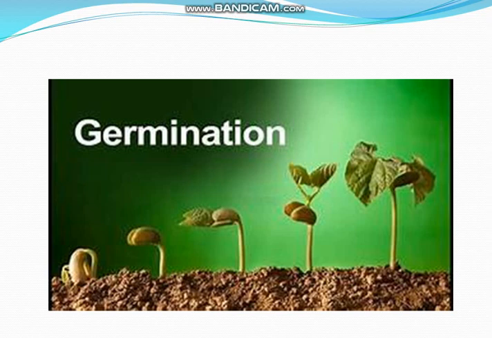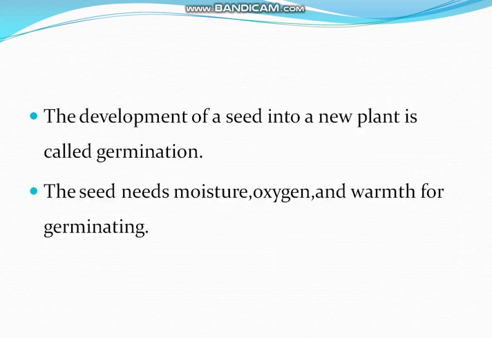Look at the picture, you can see the germination picture. Just analyze the picture and we can move to the definition of germination. Germination is the development of a seed into a new plant, that is called germination. If the seed needs moisture, oxygen and warmth for germinating, then what do we mean by germination? The process of the development of a seed into a new plant, that is called germination.